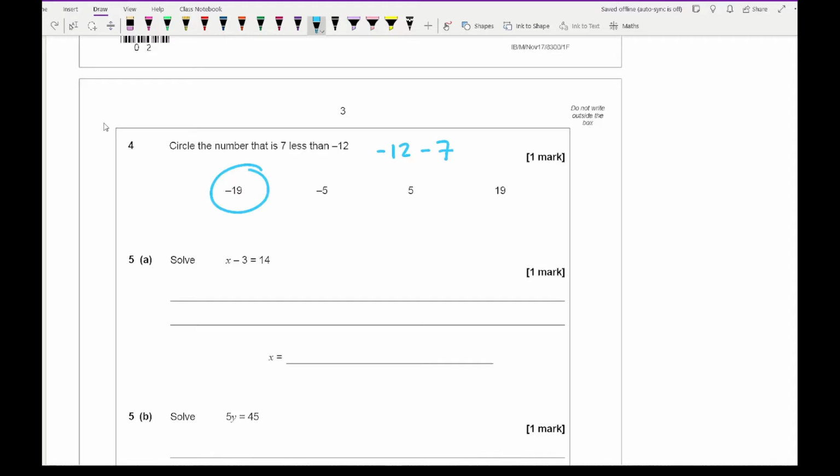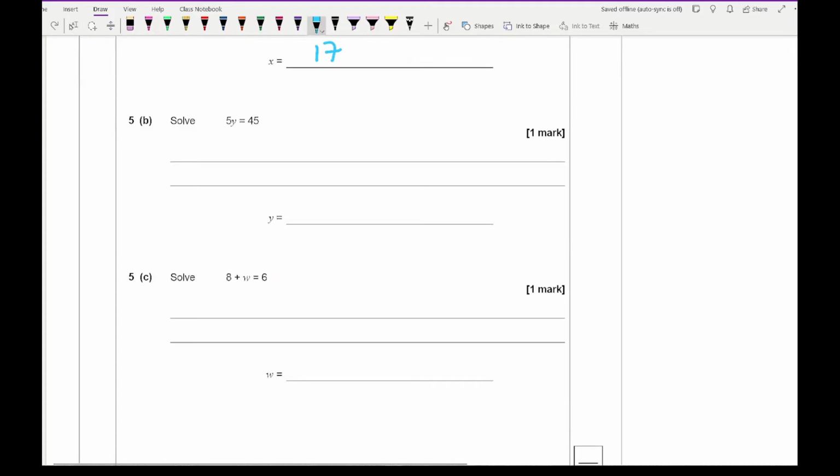And then question 5a, we just need to solve these equations. So we add 3, so we get x equals 17. And then for b, we divide by 5, giving us y equals 9. Now I've put another y there, so let's get rid of that.